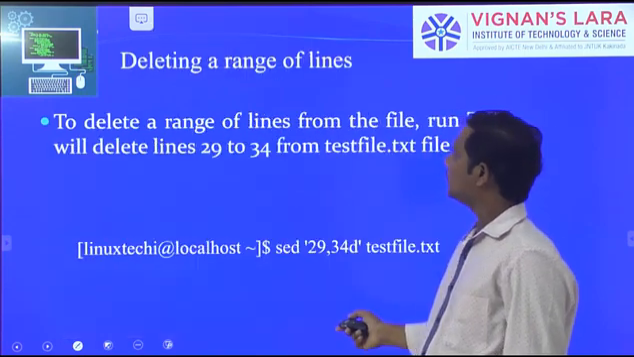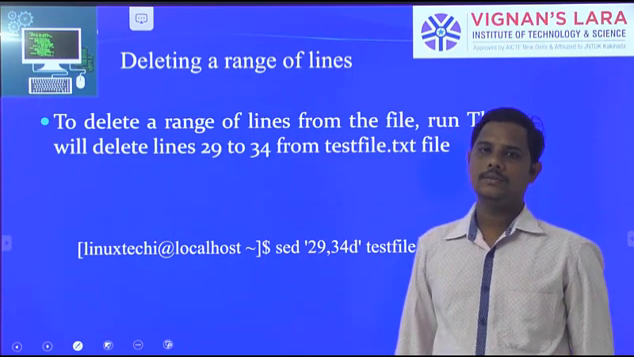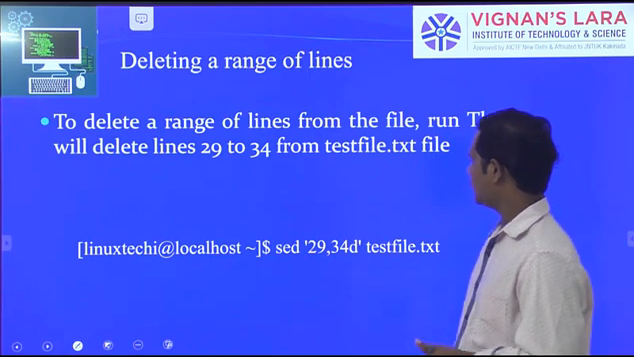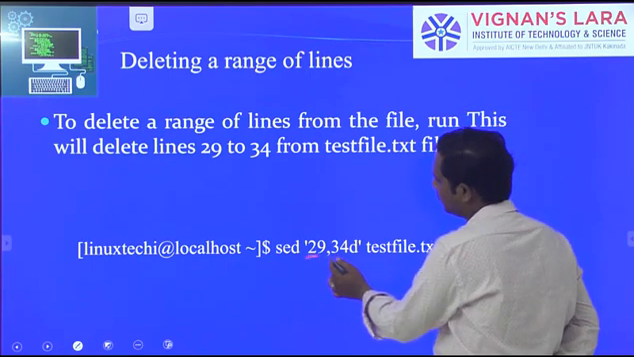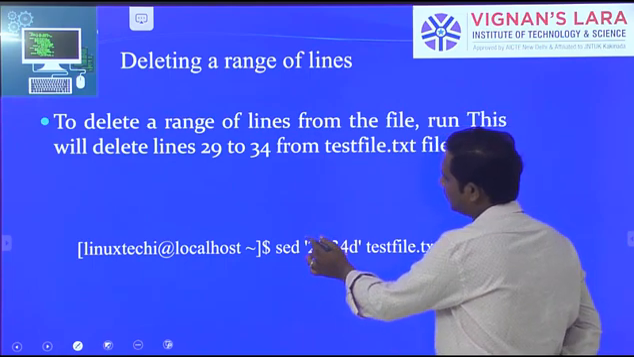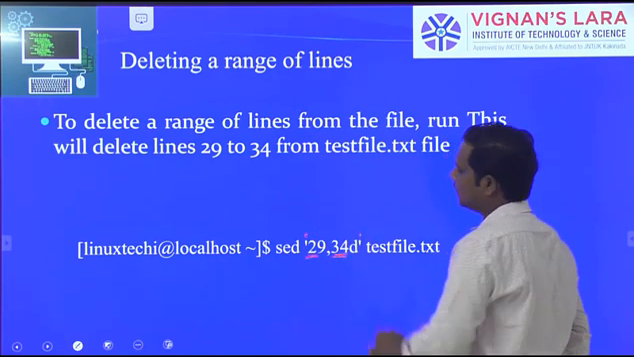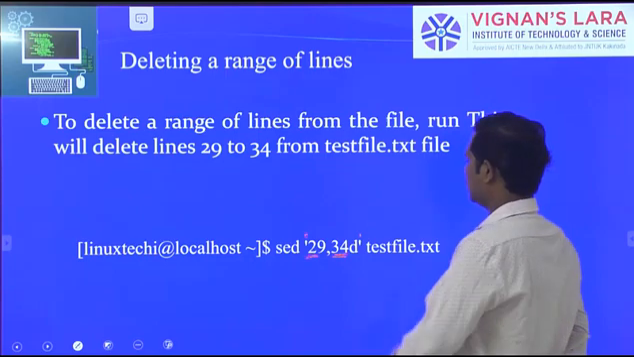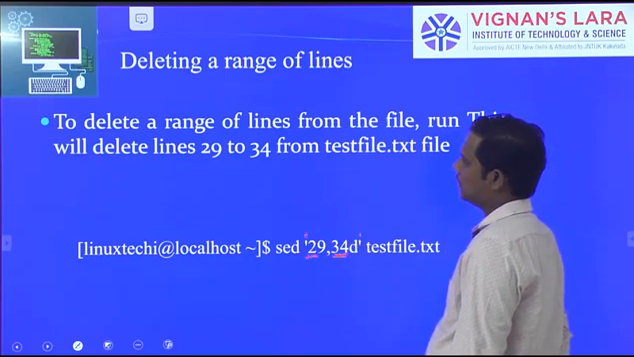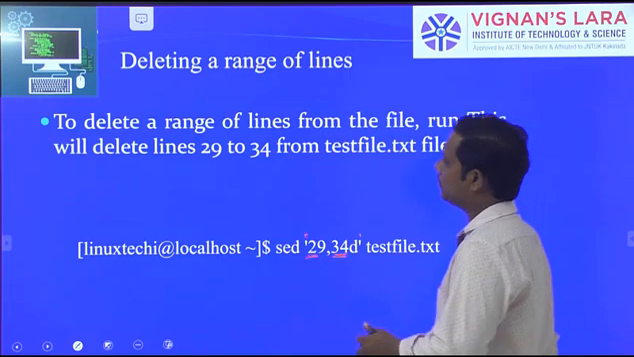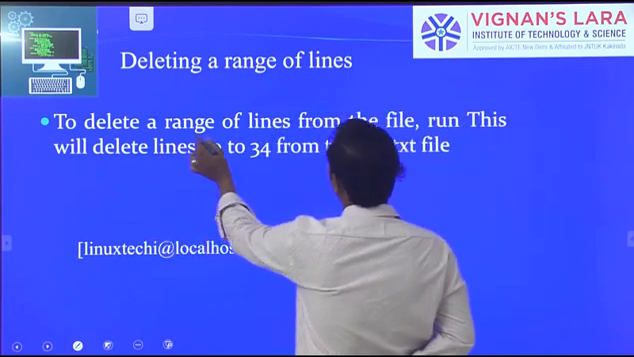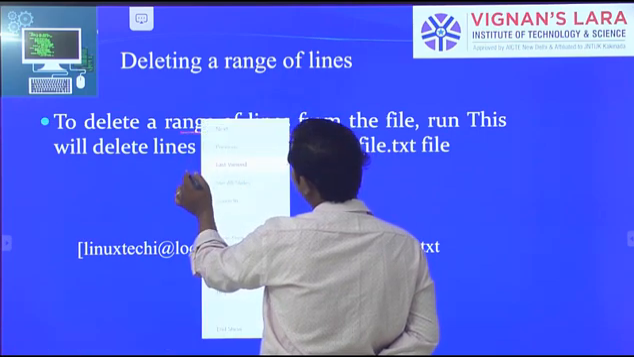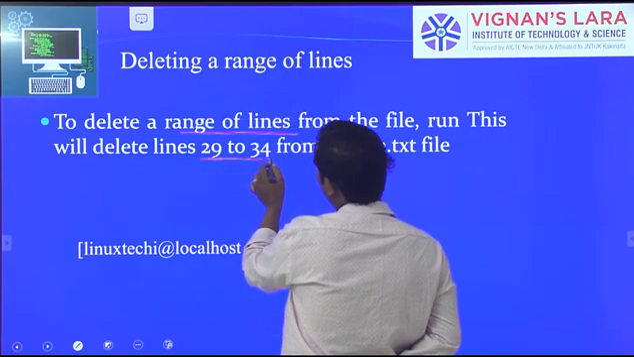Next, deleting a range of lines. What line to what line are we deleting? Here you can see that you want to delete the 29th line to the 34th line. Specify it in single quotations, and just these lines are deleted. So to delete a range of lines, the range is the 29th line to the 34th line.